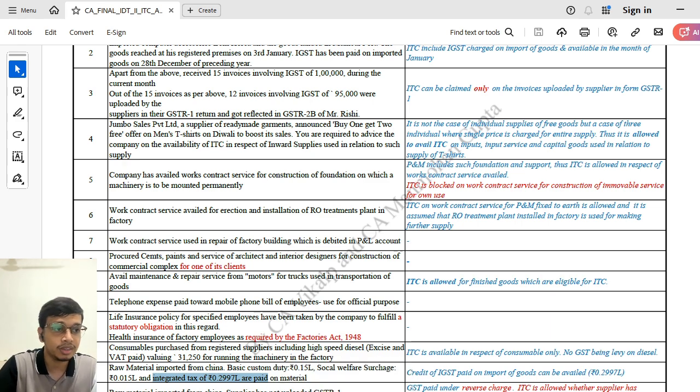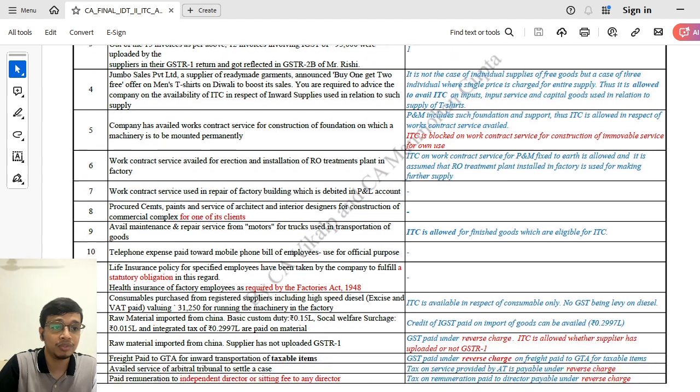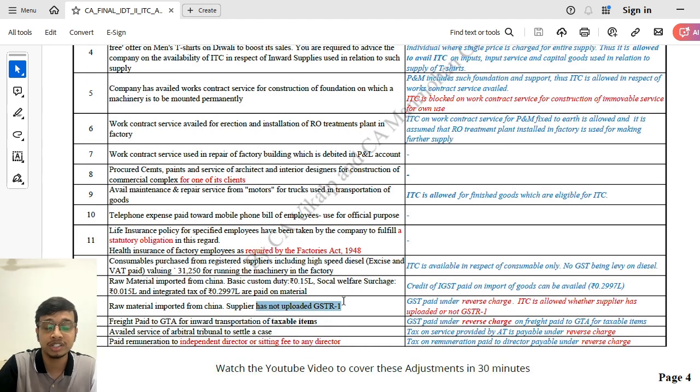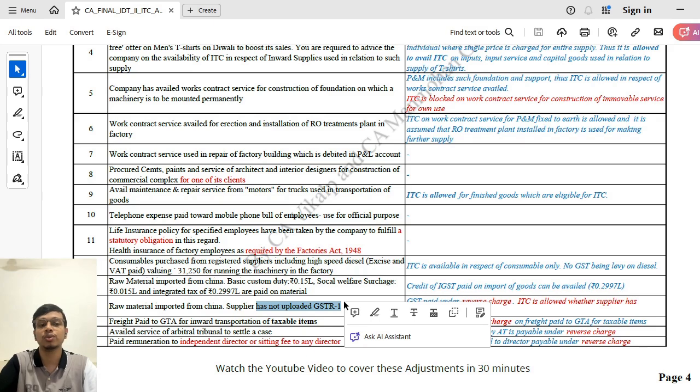Next, raw material imported from China and supplier has not uploaded GSTR1. It is an important point because normally क्या होता है कि supplier ने GSTR1 upload नहीं किया होता तो we cannot claim ITC for such invoice. But in that case we have imported from China, so we have to pay tax to government in RCM. So जब हमें टैक्स पे करना है गवर्नमेंट को तो we can claim ITC also. अगर हमने गवर्नमेंट को टैक्स पे कर दिया तो we can claim ITC also whether supplier has uploaded GSTR1 or not in case of RCM.